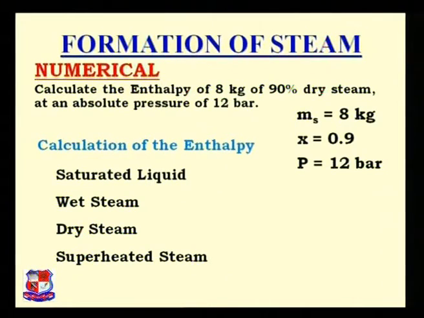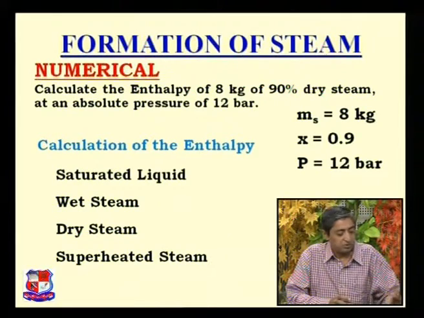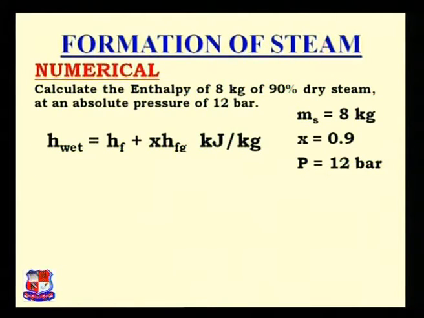So from the data given, as we know that they have given us the dryness fraction, that is x equals 0.9. It means it is wet steam. And for wet steam the equation for the enthalpy is H wet equals hf plus x into hfg kilojoule per kg. So now using this equation we have to calculate the specific enthalpy of wet steam.